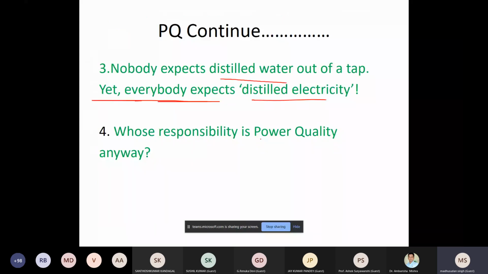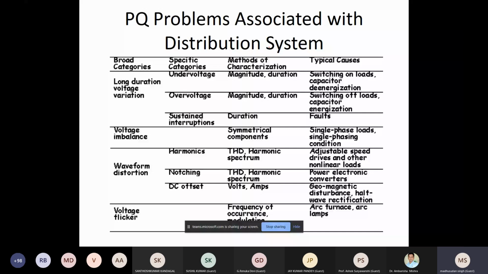What are these problems associated with power quality? You can understand, especially in the distribution system, the power we use mainly comes from the distribution network. They have very common problems of under voltage, sometimes over voltage. Sometimes there is notching, harmonics, that is the distortion, and voltage flicker. These all are power quality problems.